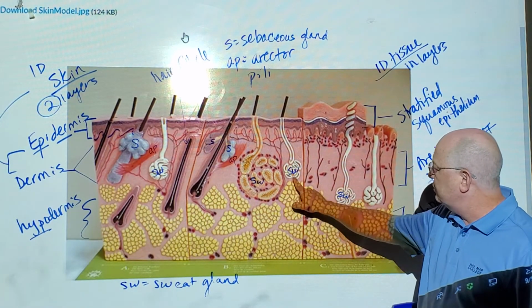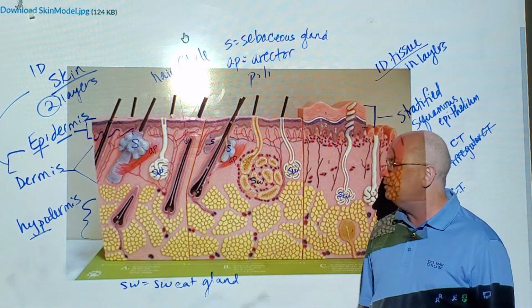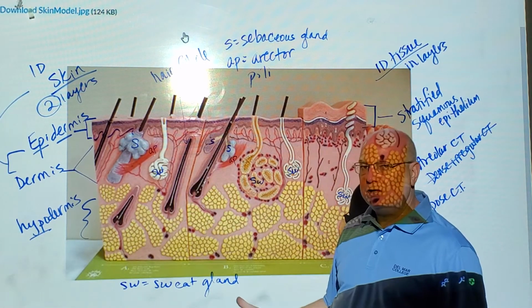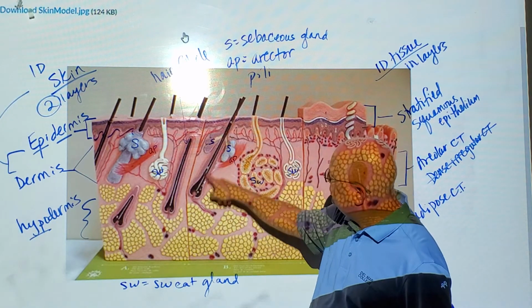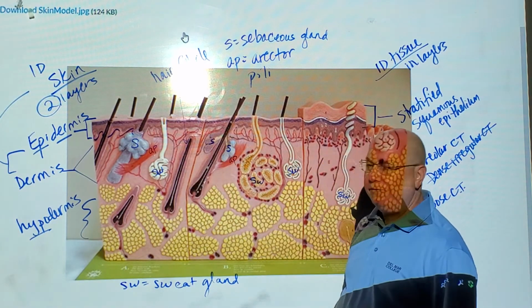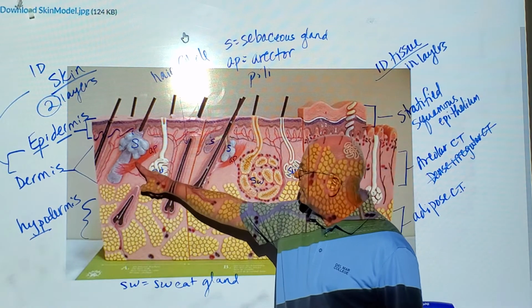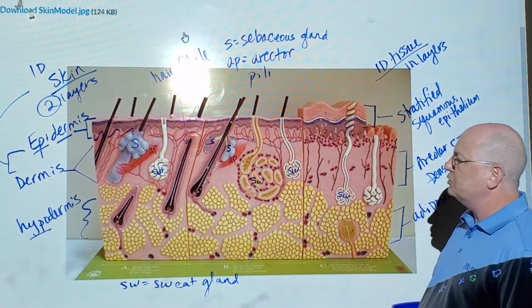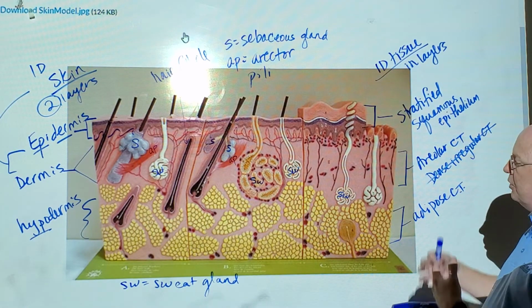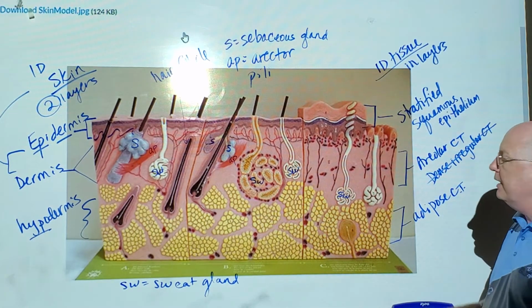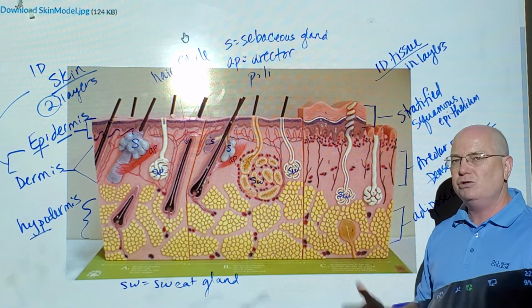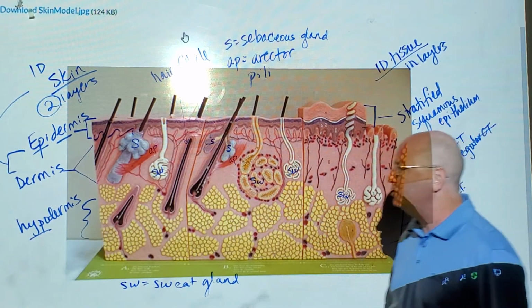Identify the structures at the pointer, you would write sweat gland. Identify the structure at the pointer, you would write sebaceous gland. And identify these structures at the pointer, those would be hair follicles, and these would be Erector Pili muscles. So those are the 10 things that I will ask you for on this model that you should be able to know about. In lecture, we'll talk about the functions of each layer and the functions of all the organs and what they do and how they help our skin do its job.